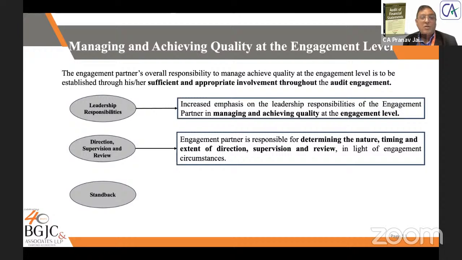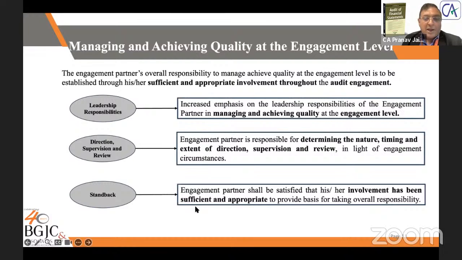What is the extent of direction, supervision, and review? When we talk of standback, at the end of the audit before signing, the engagement partner should satisfy himself that his or her involvement has been sufficient and appropriate to provide a basis for taking overall responsibility for the financial statements. Now, paragraph A113 of the proposed SA 220 talks about indications where such involvement has been lacking.